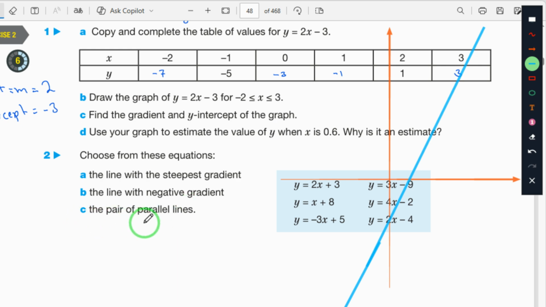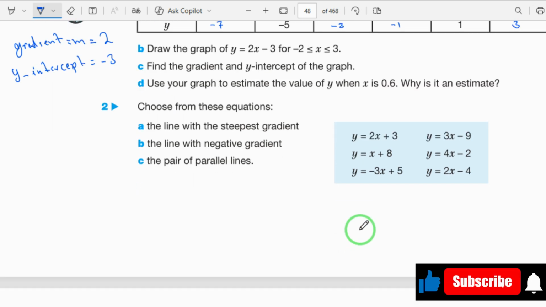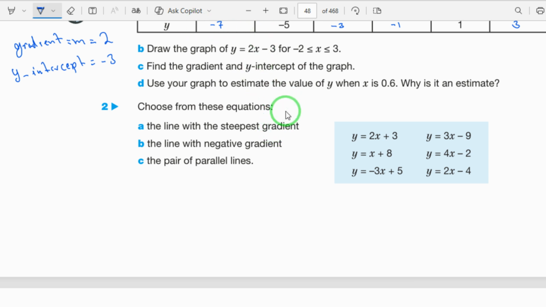Choose from these equations here: part A, the line with the steepest gradient; part B, the line with the negative gradient; and part C, the pairs of parallel lines. First, we use the line with the steepest gradient. The steepest gradient means the largest gradient here. The steepest gradient here is y is equal to 4x minus 2, because it has the biggest or the largest gradient.